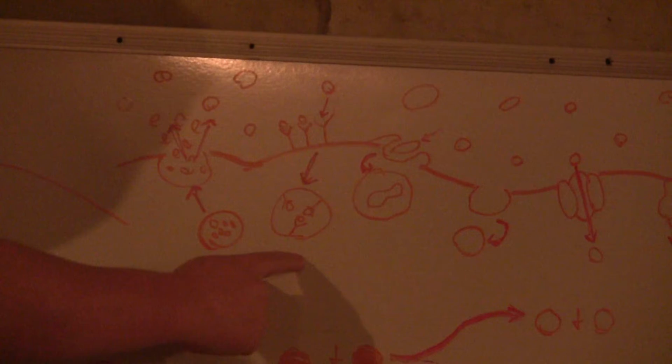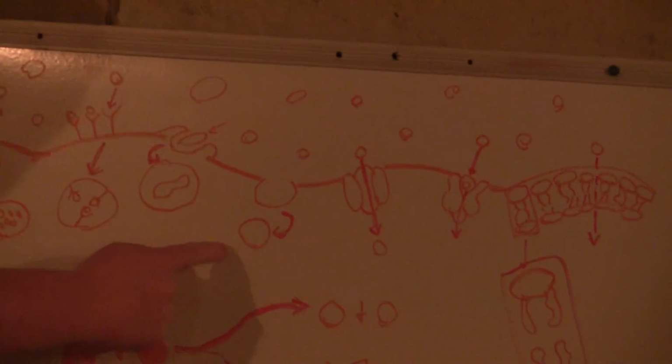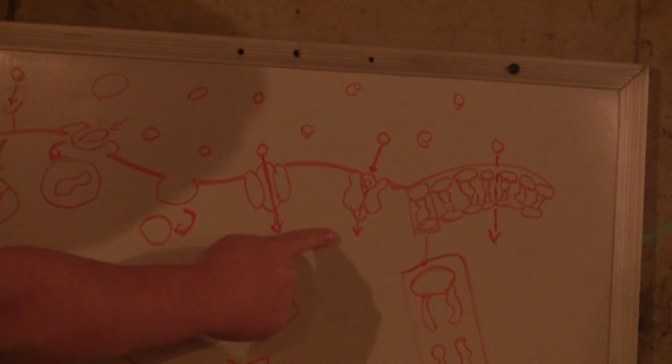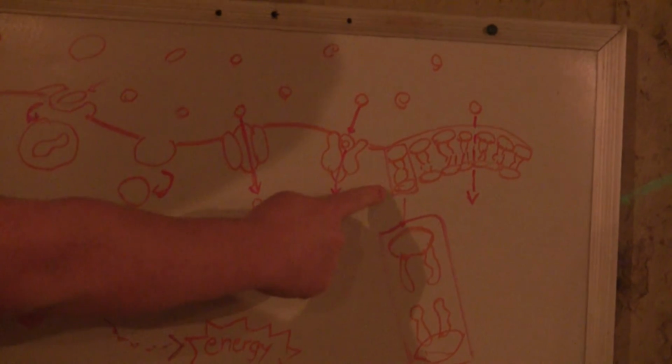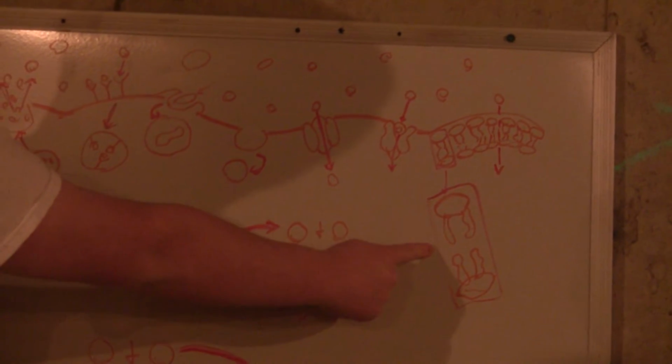Exocytosis, receptor-mediated endocytosis, phagocytosis, pinocytosis, channel proteins, carrier proteins, and simple diffusion through the phospholipid bilayer with a hydrophilic head and a hydrophobic tail on each side.